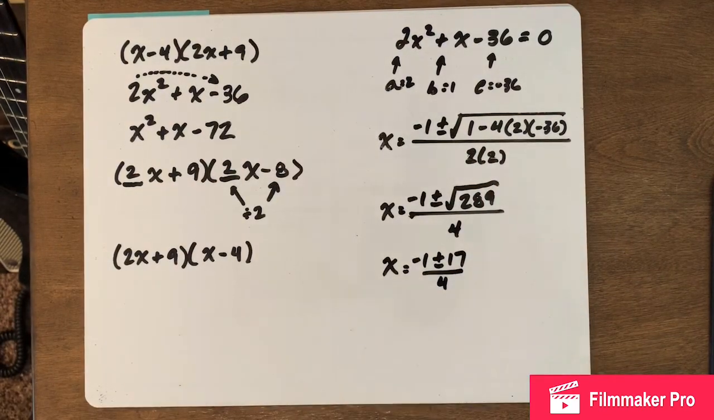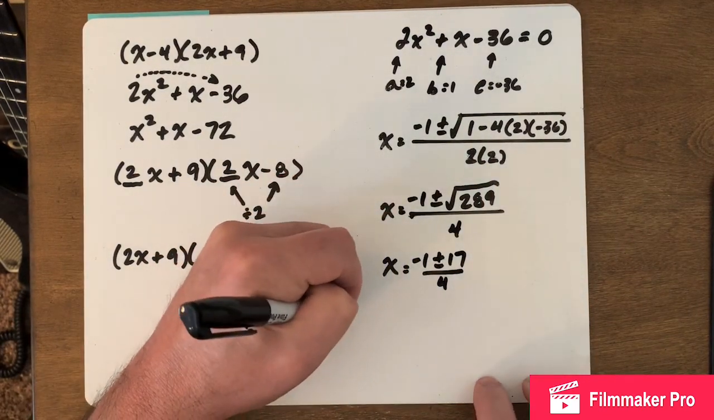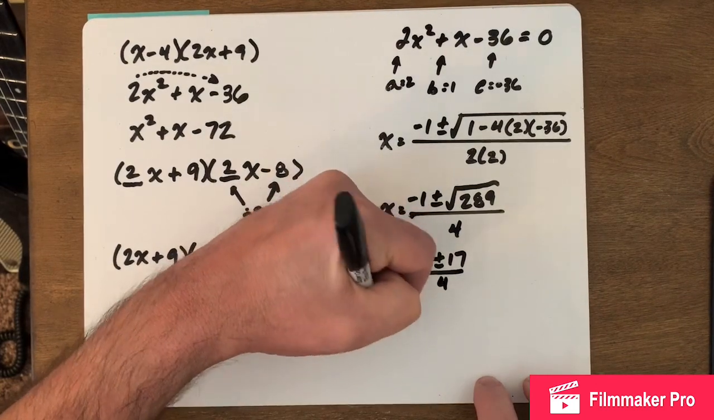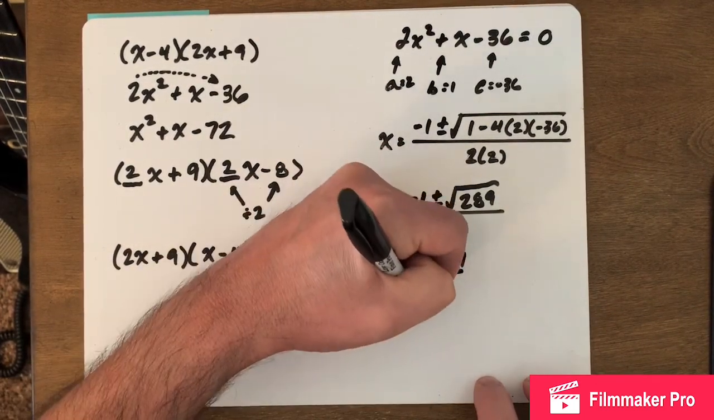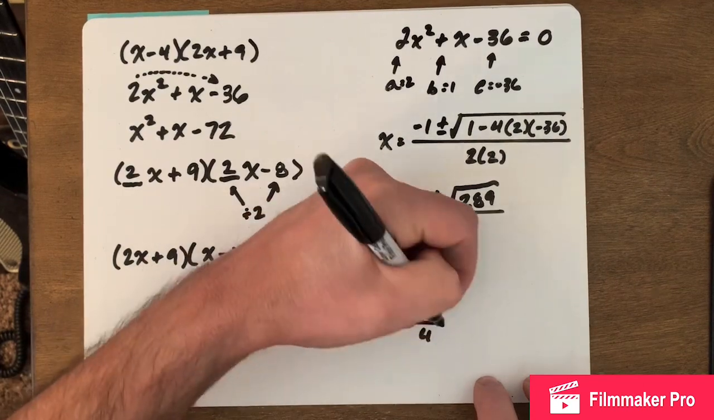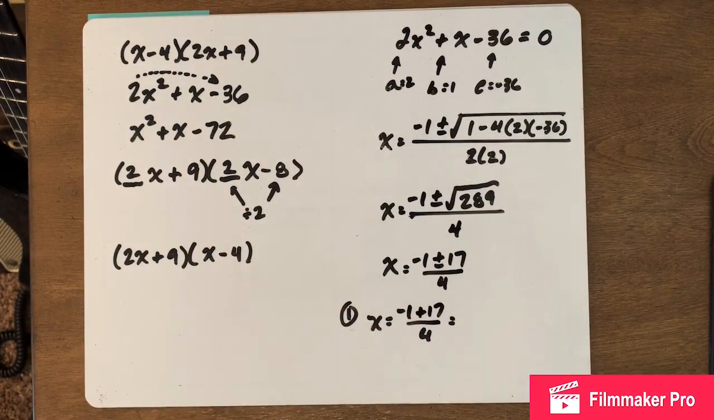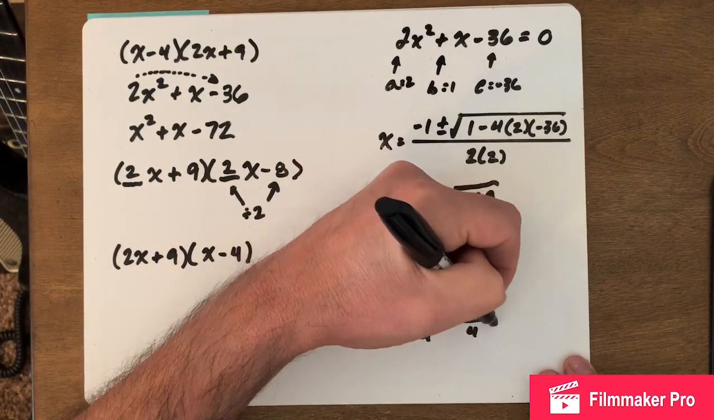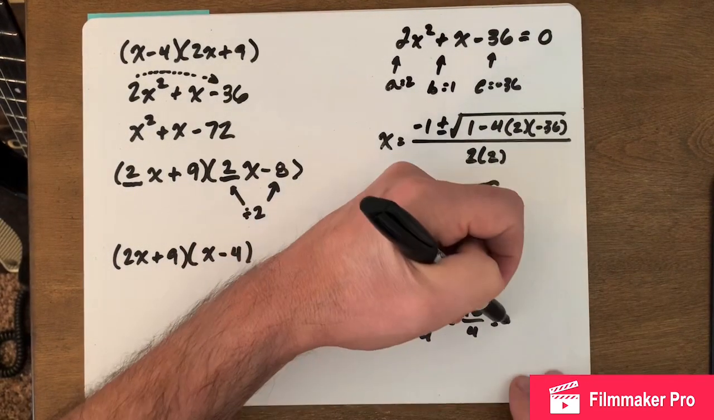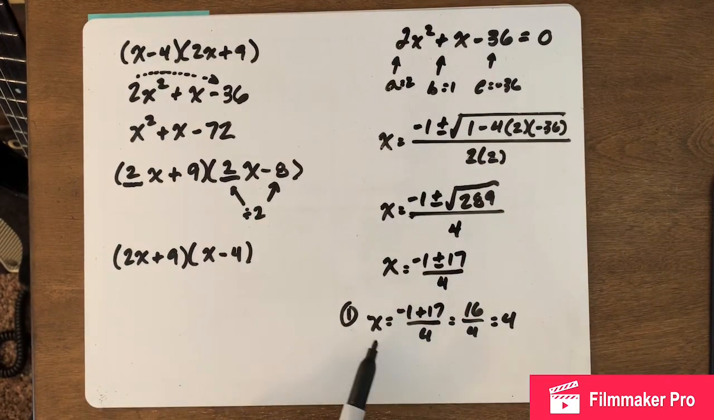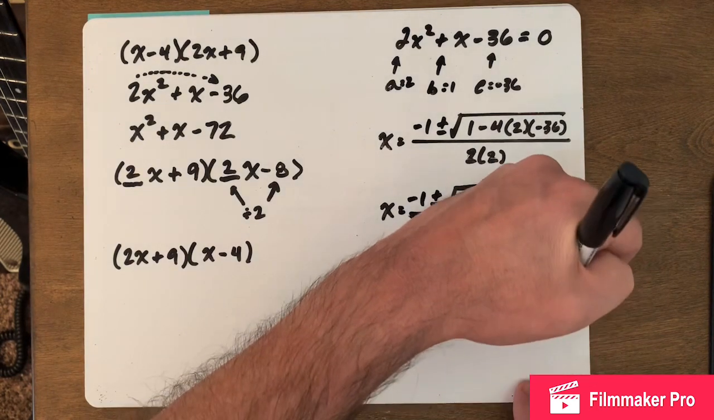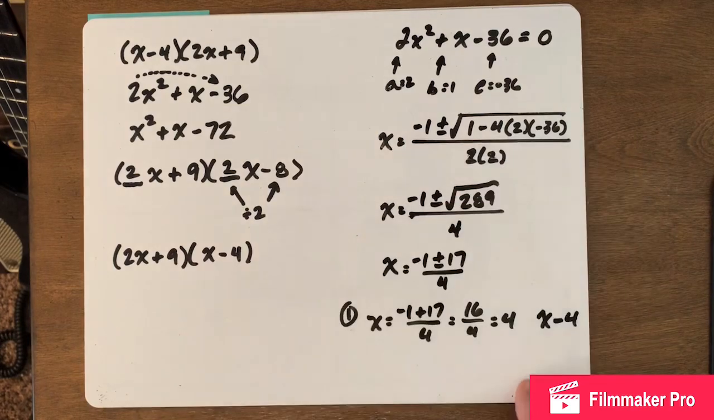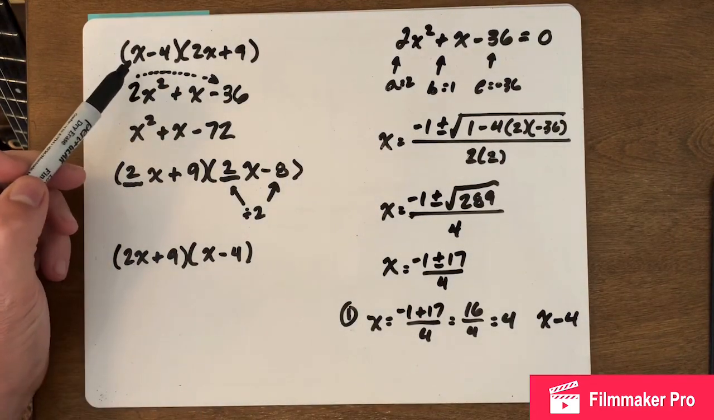Well, that's going to give me 2 solutions. One solution is going to be x is equal to negative 1 plus 17 over 4. Negative 1 plus 17 is really 16, right? So 16 over 4 equals, and then 16 divided by 4 is 4. Now the cool thing is x is equal to 4. To make that into a factor, you'd move the 4 over, and that would actually be x minus 4. Now, is that one of our original factors? It sure looks like it right there.